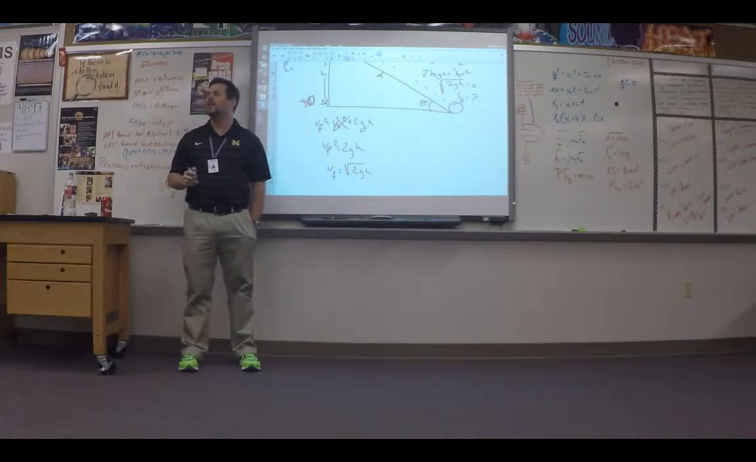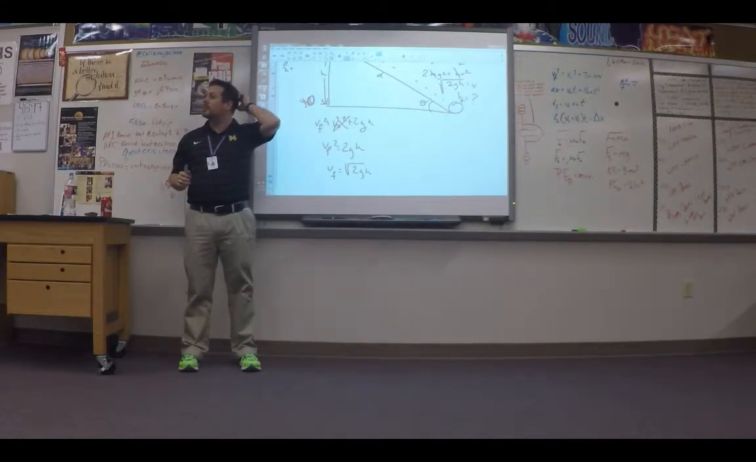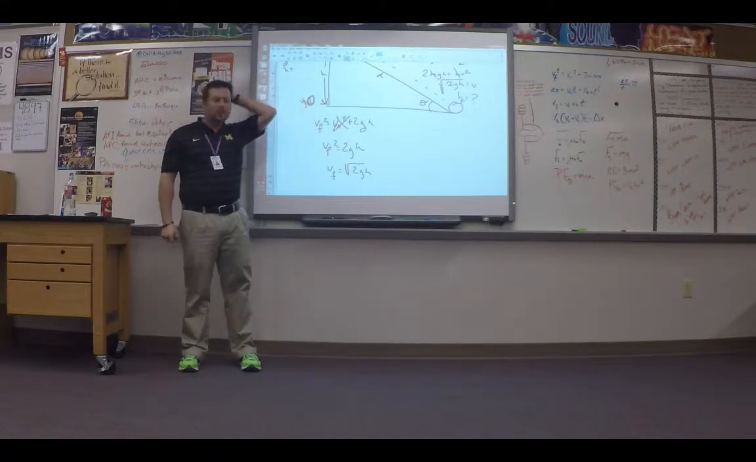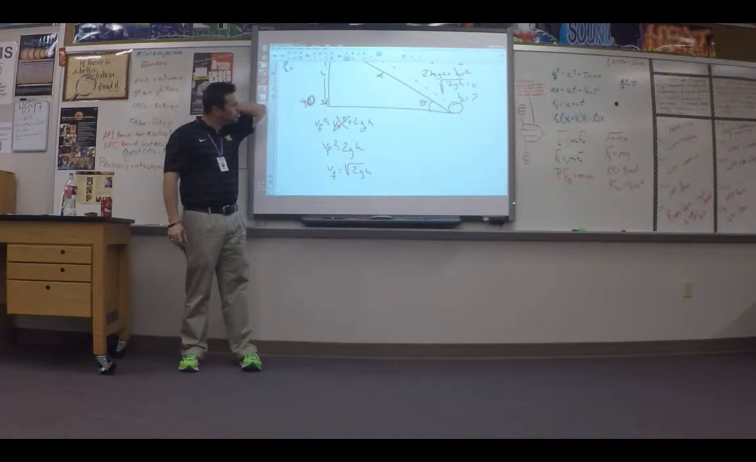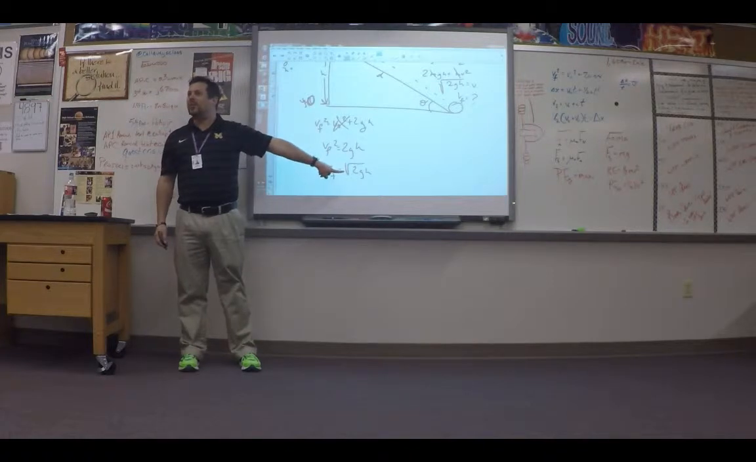Why'd you cross out V naught squared? Because we said its initial velocity was 0. So 0 squared is 0. So it's the same exact equation.